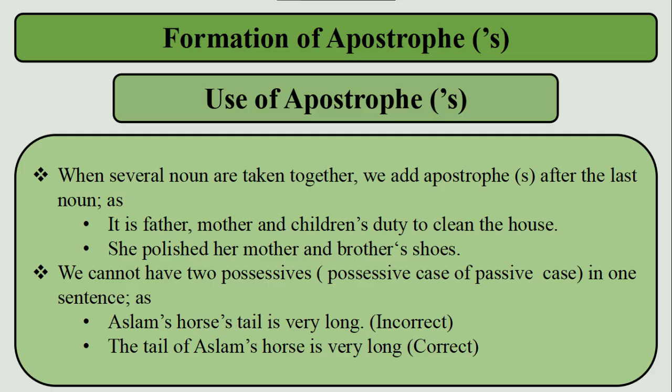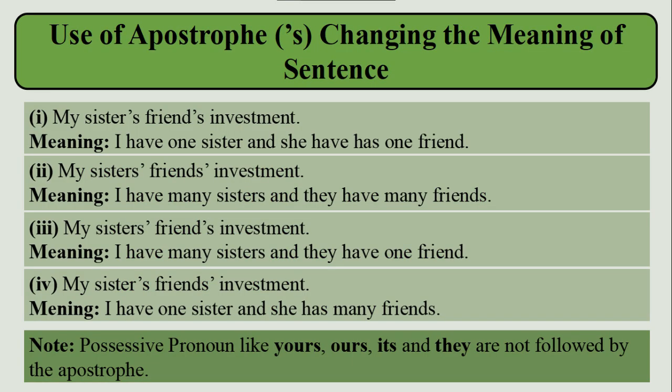Okay. Now, I think this next part is where it gets really practical and maybe a bit mind-blowing for listeners. How the placement of that apostrophe changes the whole meaning. Yes. This is the real aha moment. It shows the incredible precision packed into that tiny mark. Let's walk through it. Imagine you see the phrase, "my sister's friend's investment." Apostrophe s after sister, apostrophe s after friend. What does that imply? Sister, singular. Friend, singular. So I have one sister and she has one friend, and that friend made an investment.